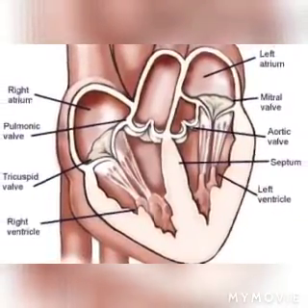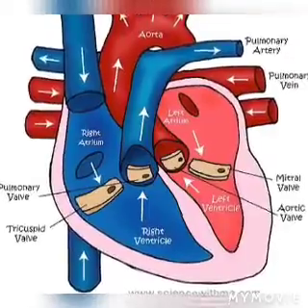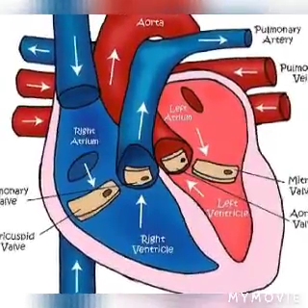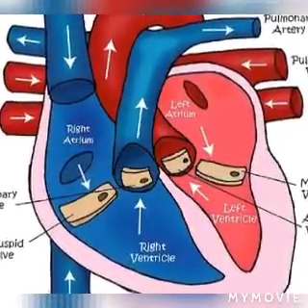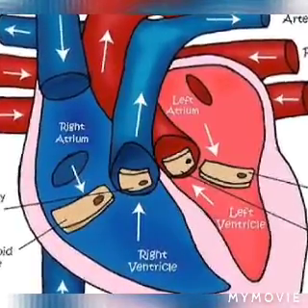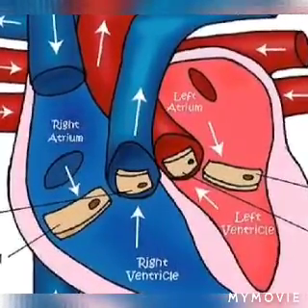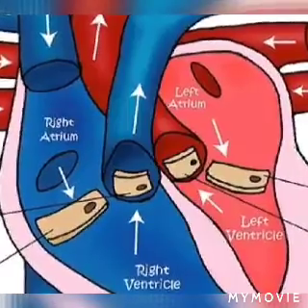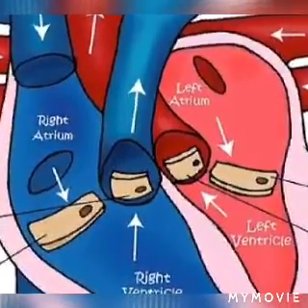Now the valves. There are four types of valves: the tricuspid valve, exit of the right atrium; the pulmonary valve, exit of the right ventricle; the mitral valve, exit of the left atrium; and the aortic valve, exit of the left ventricle. These valves regulate the flow of blood in a single direction.